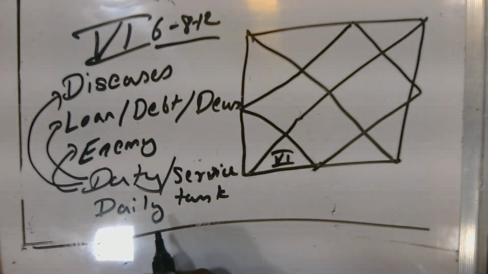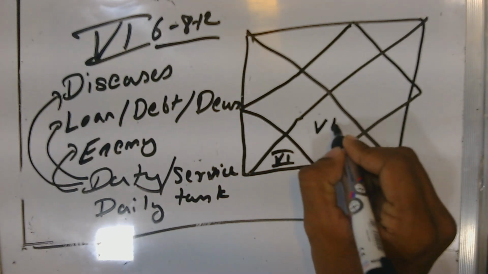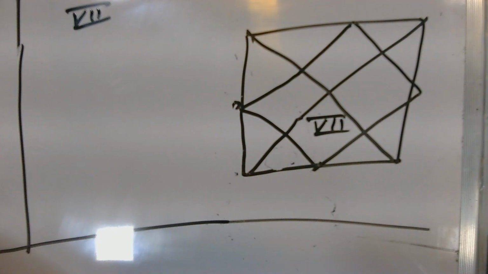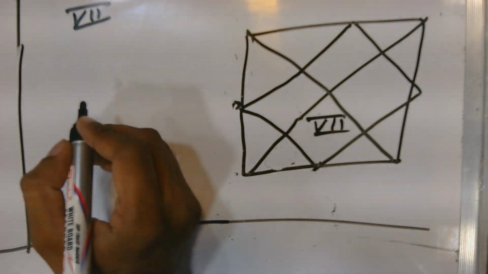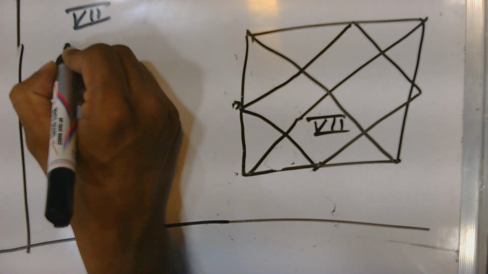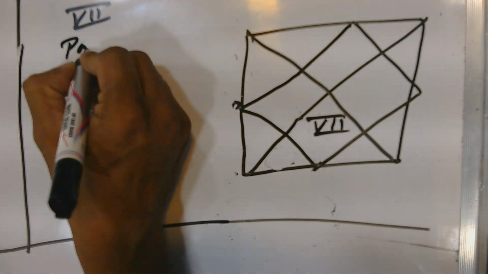Now we'll move into the seventh house. Now, the seventh house is called the house of partnership.